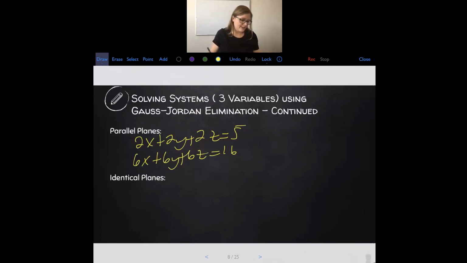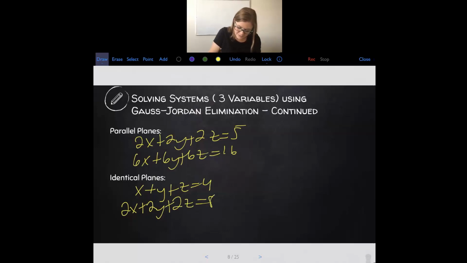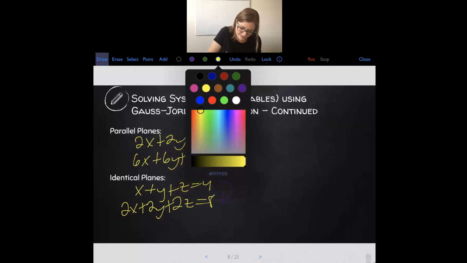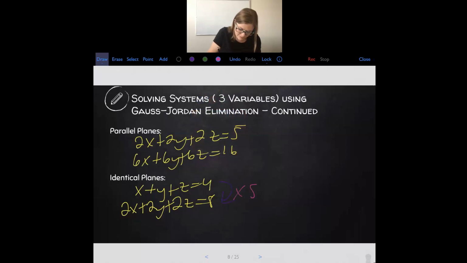Okay. Identical planes would be something like x plus y plus z equals 4, 2x plus 2y plus 2z equals 8. These are identical. You multiply everything in the first equation by 2 to get to the second equation. So these planes are identical. Okay, so remember that whatever solution we have has to satisfy all three of the equations in the system.